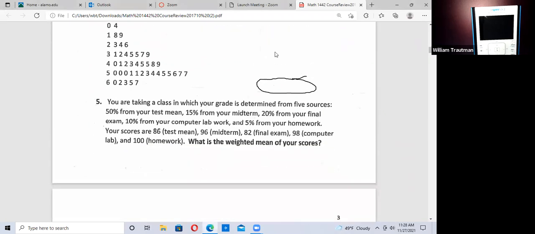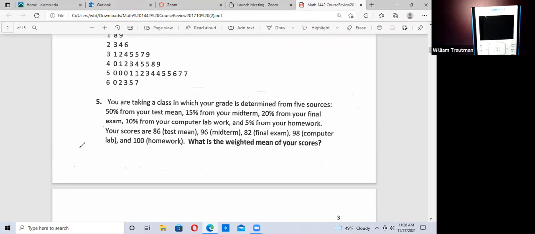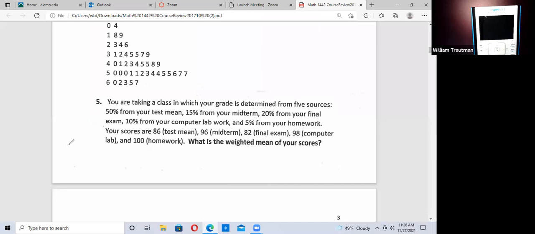Question 5, we're going to build a table. We're going to have L1 and then L2. L2 is the percentages, so make sure you put the percentages in L2. First we have 50%, then 15%, 20%, 10%, and 5%. And 86 is the test score, that's the 50%.